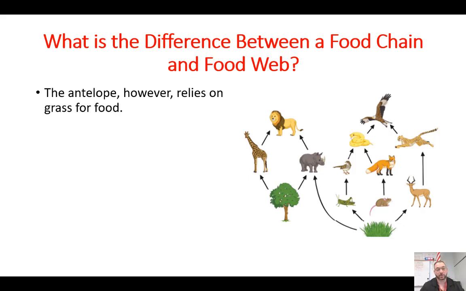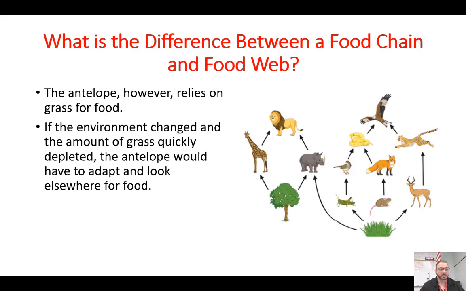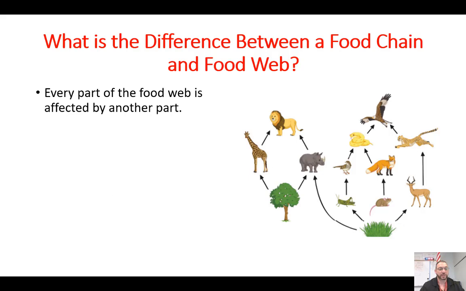The antelope, however, relies on grass for food. So if the environment changes in the amount of grass and it quickly depletes, the antelope would have to adapt and look for food elsewhere at a different location. So every part of the food web is affected by another part.